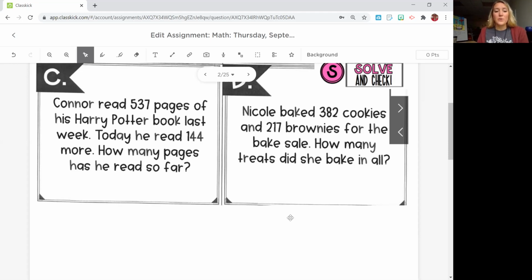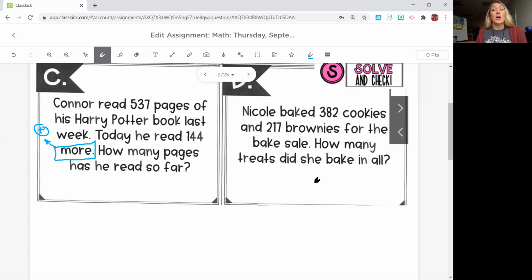The third thing we do is box our keywords. Now this one is kind of tricky because it doesn't have a specific keyword, but the one that I see is more, that tells us what we have to do. Because he read 537 last week, and then he read 144, and we're trying to figure out how much he read so far. That's adding. So more for this question, sometimes it doesn't mean addition, but here it means addition. We always have to reread and make sure it makes sense. Are we adding or are we subtracting?